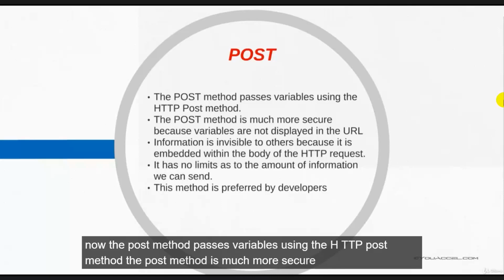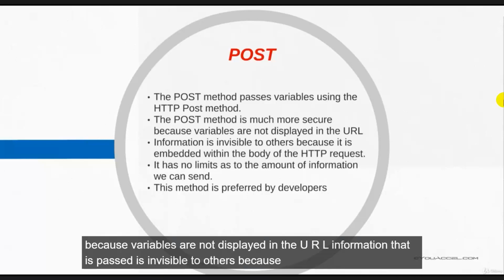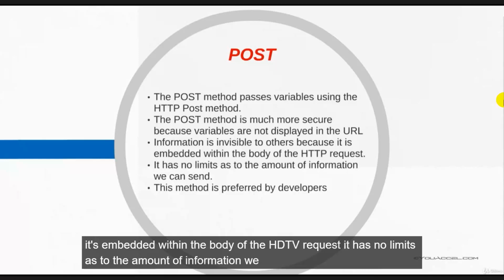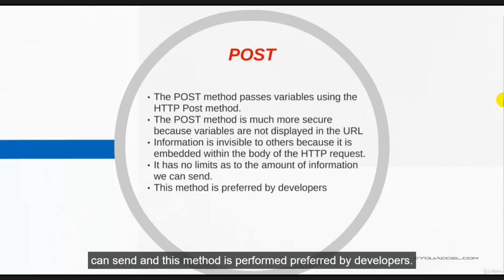Now the post method passes variables using the HTTP post method. The post method is much more secure because variables are not displayed in the URL. Information that is passed is invisible to others because it's embedded within the body of the HTTP request. It has no limits as to the amount of information we can send. And this method is preferred by developers.